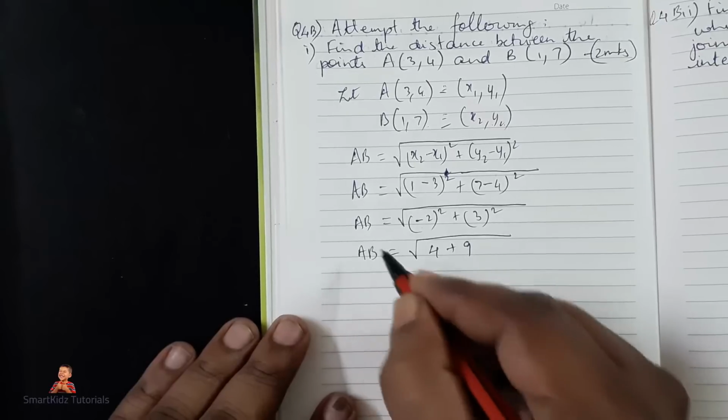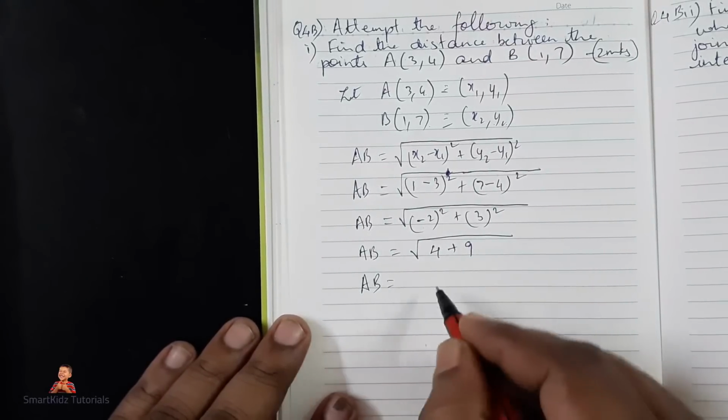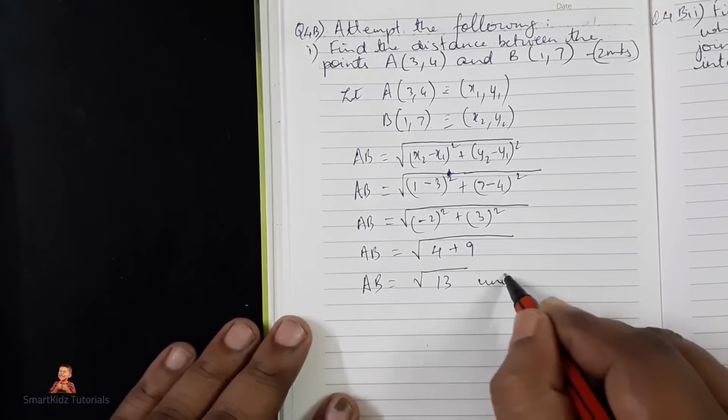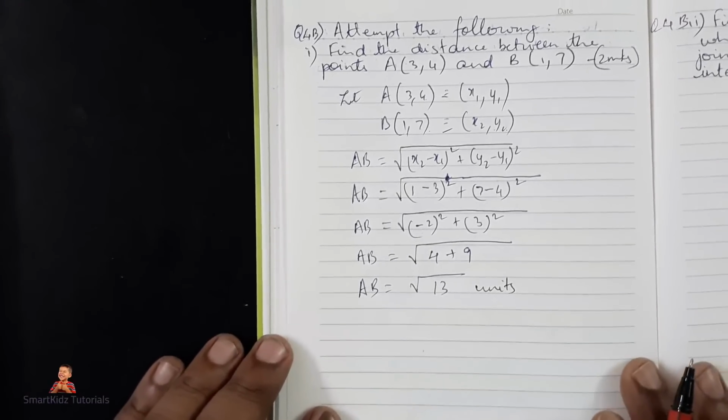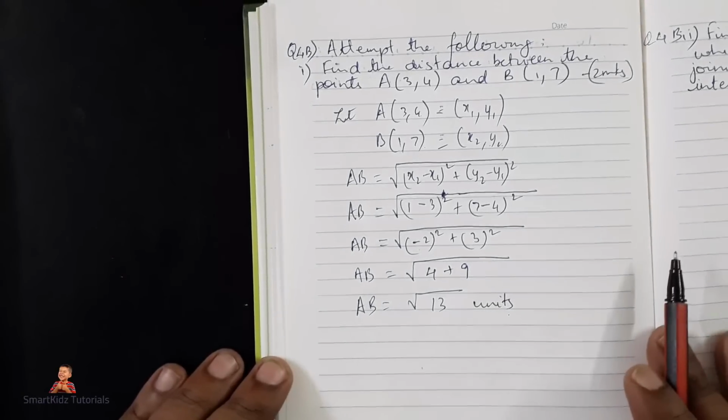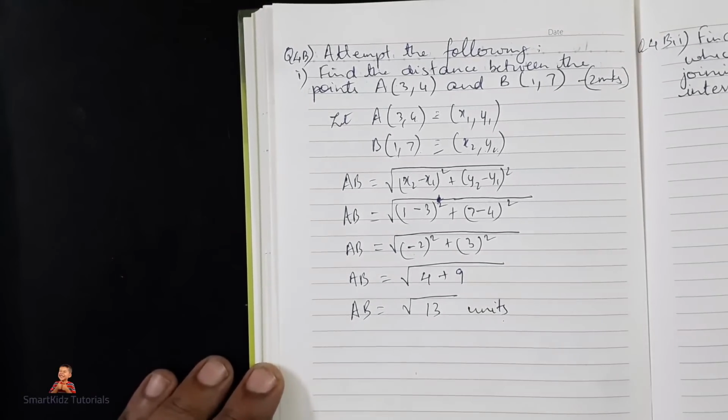Okay, so we need to find the distance between A and B. The distance of AB is equal to root 13 units. Since we are not given any units, we have to write just units because it's the distance that we are calculating. So this is for 2 marks.